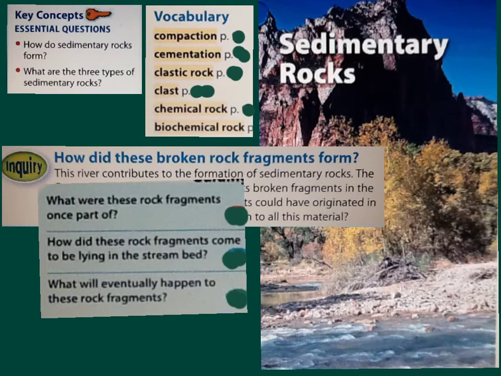What were these rock fragments once part of? That's talking about these right here in the picture. What were they once part of? The next question is this one here. How did these rock fragments come to be lying in the stream bed? The third one, what will eventually happen to these rock fragments? I'd like for you to write down all three of those questions, please, and answer them to the best of your ability.